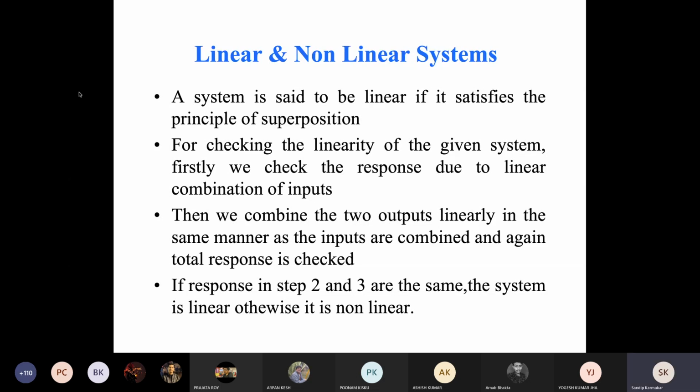Linear and nonlinear system. A system is said to be linear if it satisfies the principle of superposition. For checking linearity, what is the principle of superposition? Yes? Sir, could you repeat the question, sir? Actually, my network went down. What is the principle of superposition?